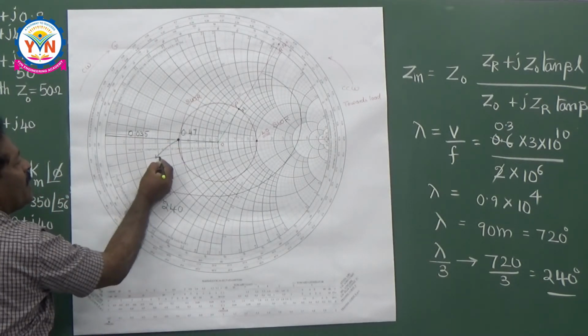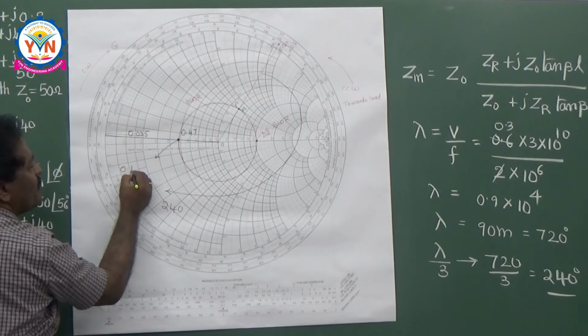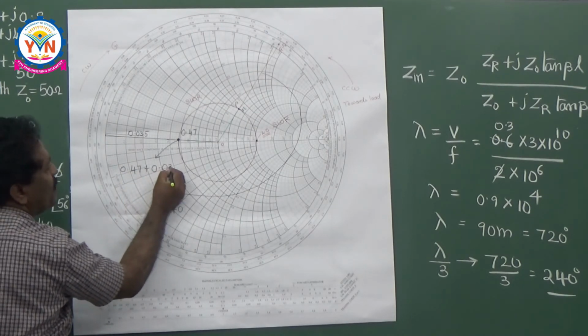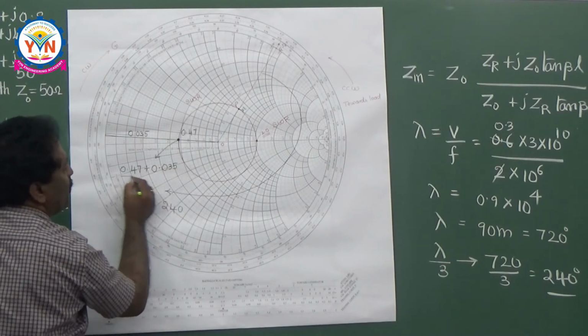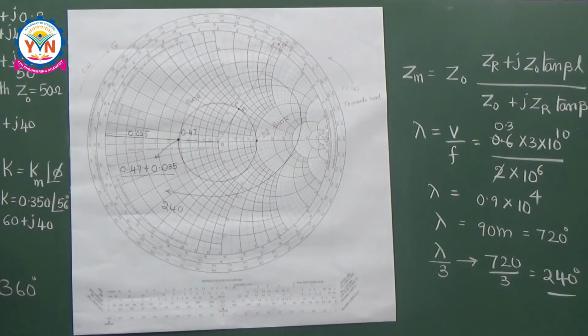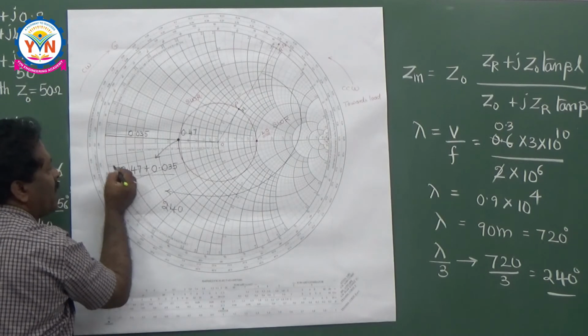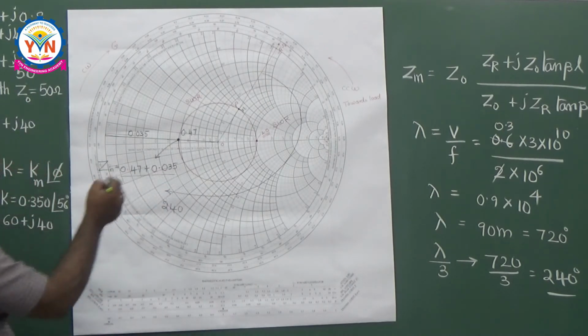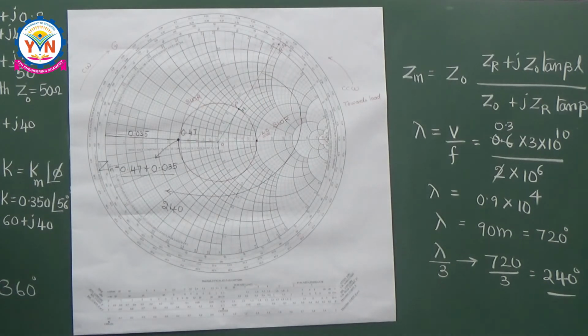So what is the point here? This point can be written as 0.47 plus j 0.035. This is nothing but the point here. So what is this point? Z input. Z in, with Z small, means normalized input impedance. So if I want the actual impedance, what do I have to do? I have to multiply with the characteristic impedance.